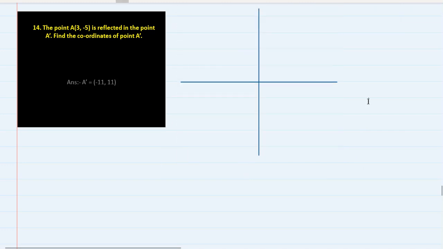What is reflection? Many students don't have an idea what reflection is. If you have done the chapter on reflection, because it's there in some boards, then you have the idea. But generally, the reflection chapter is not there. So if you've done it earlier or recently, you have the idea. So the point is 3 comma minus 5. So 3 comma minus 5 is somewhere over here.